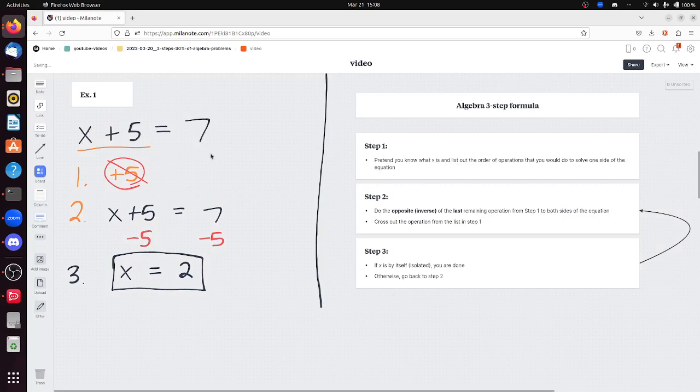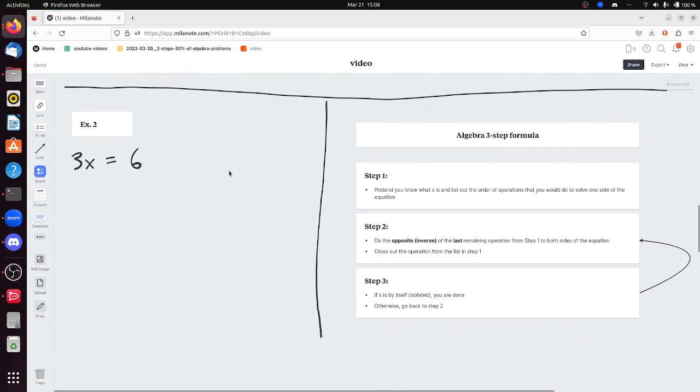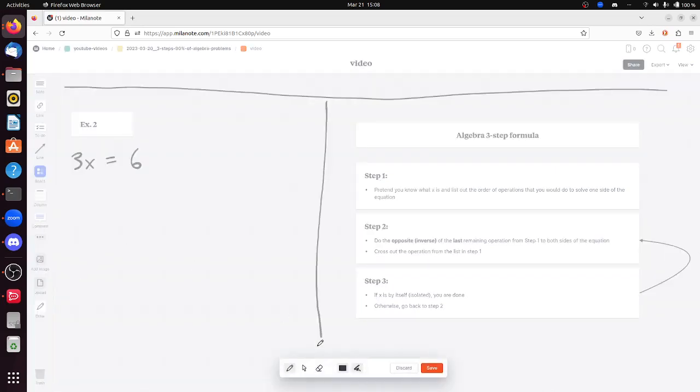And now we're going to build up from that and talk about some more complicated ones. So this one, now we're multiplying by 3 instead of adding 3. So step 1 here, remember, is we pretend that we know what x is, and then we come up with the list that we would need in order to calculate the left-hand side of this equation. So that would be basically multiply by 3, or times 3. And then step 2 basically says to do the opposite of that, starting at the last operation, to both sides.